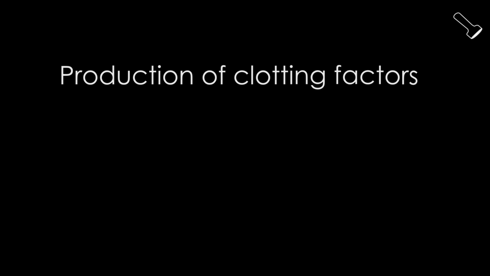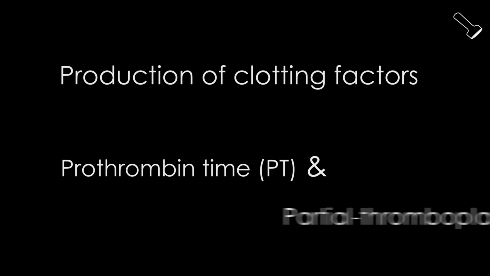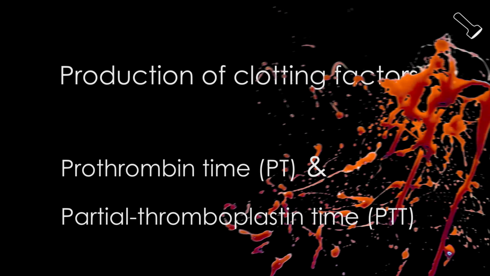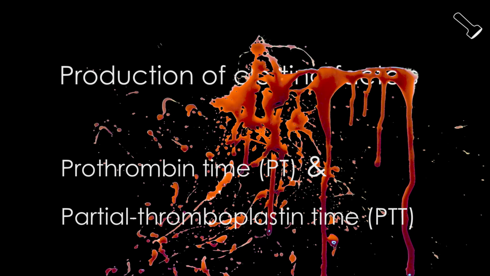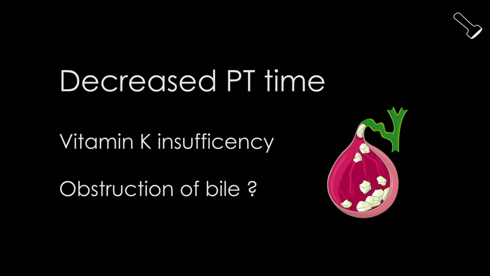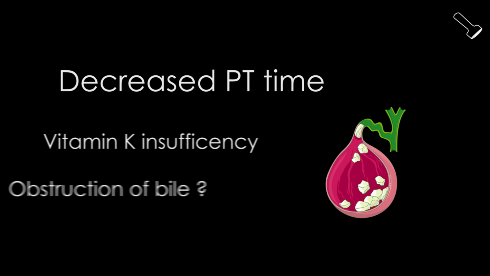If a disease state caused deficiency in the production of clotting factors in the liver, the prothrombin and/or the partial thromboplastin time will be increased. Inadequate supply of clotting factors could lead to impaired blood coagulation, and so prolonged hemorrhaging. Decreased prothrombin time could also suggest insufficiency of vitamin K, which could relate to obstruction of bile due to bile's role in intestinal absorption of non-soluble vitamins.